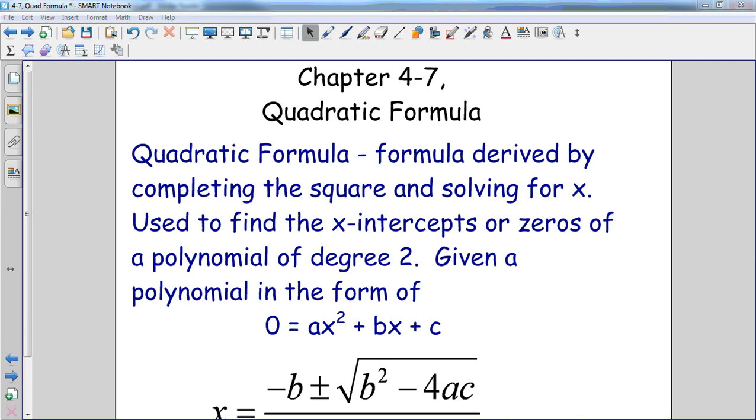The next one, Drew, what was the test after that? Completing the square. Got it. Thank you. Completing the square was the next method. And then, today, you're going to learn how to use the quadratic formula.